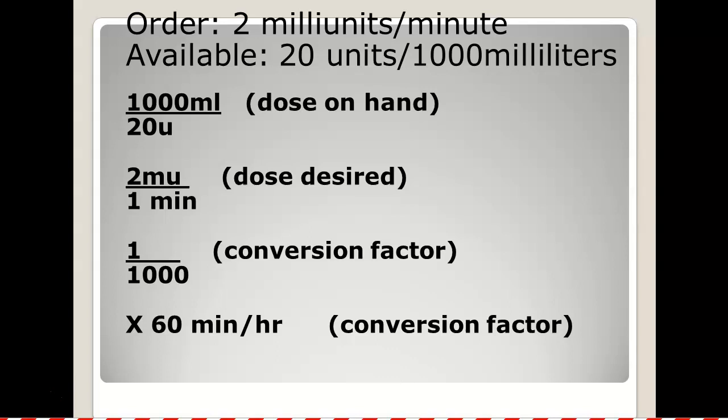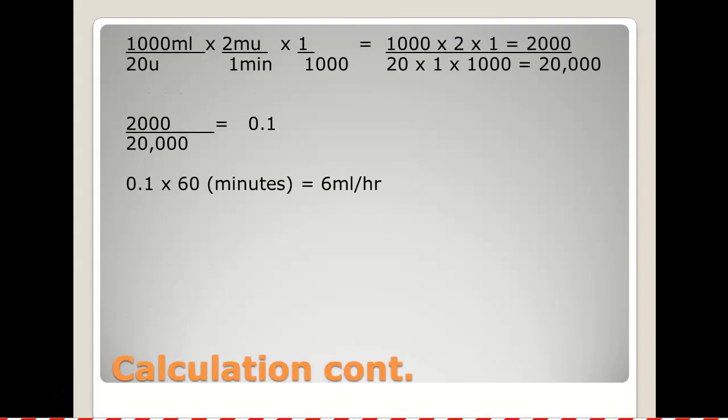So if the order is 2 milliunits a minute, and what we have available is 20 units per 1,000 milliliters, we take the 1,000 milliliters over the 20 units, because that's the dose we have on hand. We want to run it at 2 milliunits a minute. That's the dose we desire. We need to times it by the conversion factor, which is always 1 over 1,000. And then we times that by 60 minutes, because we need to convert the time to minutes over an hour. So the calculation would look like this: 1,000 milliliters over 20 units of Pitocin times the 2 milliunits over 1 minute, which is the order, times the conversion factor of 1 over 1,000. So now you have 1,000 times 2 times 1, which is 2,000.